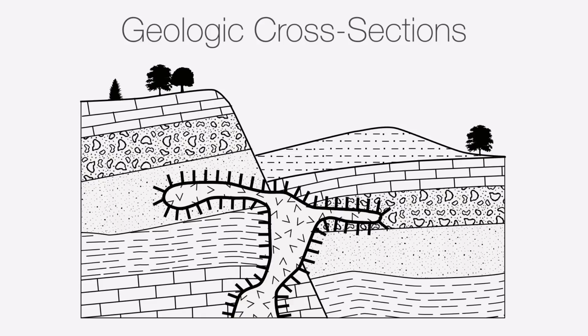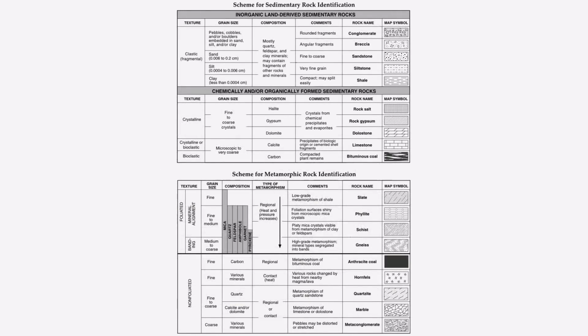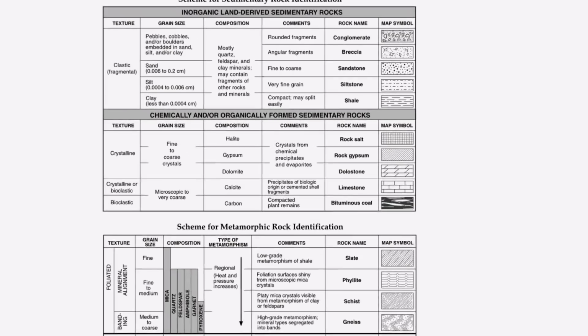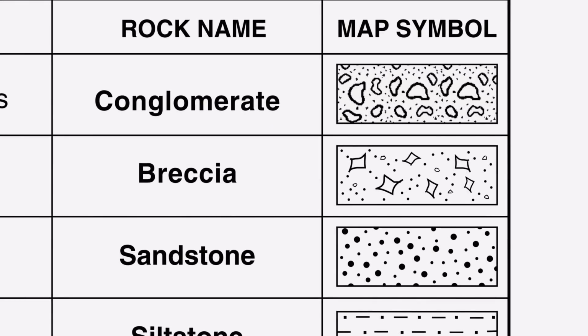And so our job is going to be to analyze these sorts of diagrams. And the first thing we need to be able to do is to identify what each layer is made of. Fortunately, if we look at our copy of the New York State Earth Science Reference Tables, and we look at these sedimentary and metamorphic rock charts, we will see these symbols. They're called map symbols.